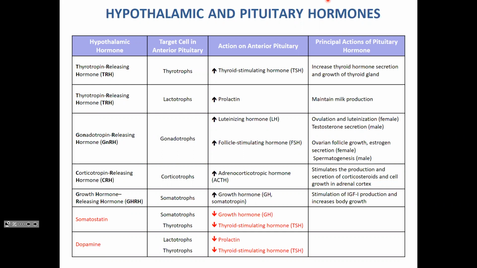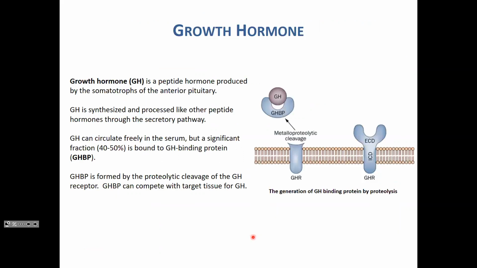So these things are very important if you think about it. If you know what these hypothalamic hormones are doing, you can adjust and you can make therapeutics out of them. All right. Now I'm going to go a little bit into growth hormone. As I said before, growth hormone is a peptide hormone. It's going to be produced by the somatotrophs of the anterior pituitary. It is processed and synthesized like all other peptide hormones through the secretory pathway.